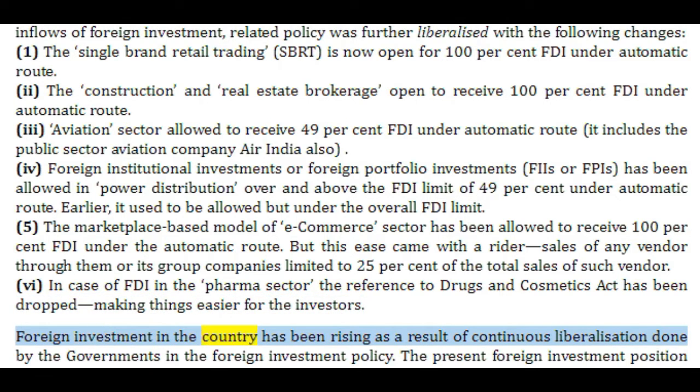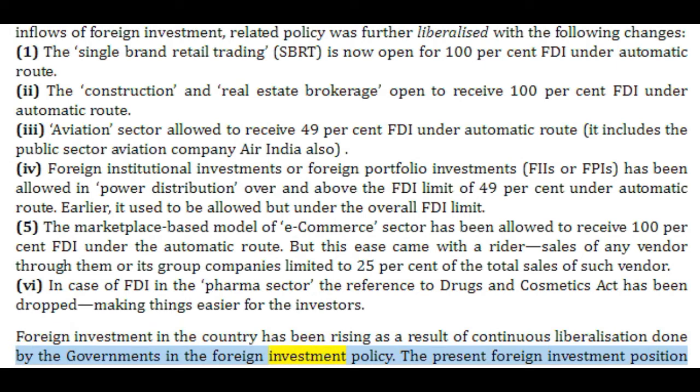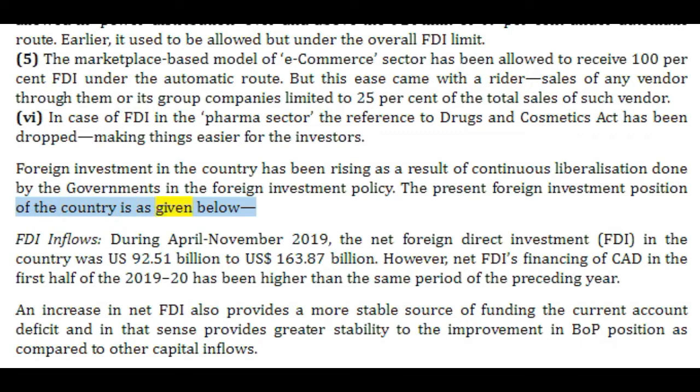Foreign investment in the country has been rising as a result of continuous liberalization done by the governments in the foreign investment policy. The present foreign investment position of the country is as given below. FDI inflows. During April to November 2019, the net foreign direct investment, FDI, in the country was $92.51 billion to $163.87 billion. However, net FDI's financing of CAD in the first half of the 2019-20 has been higher than the same period of the preceding year.